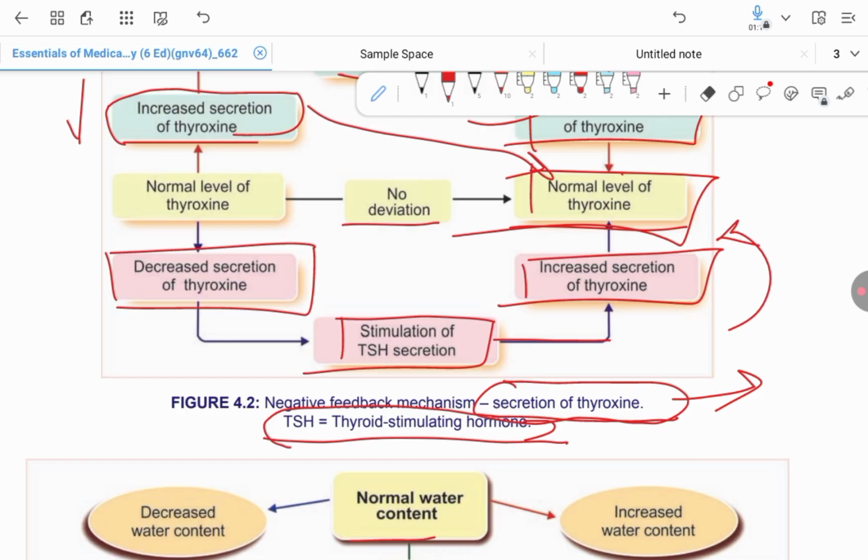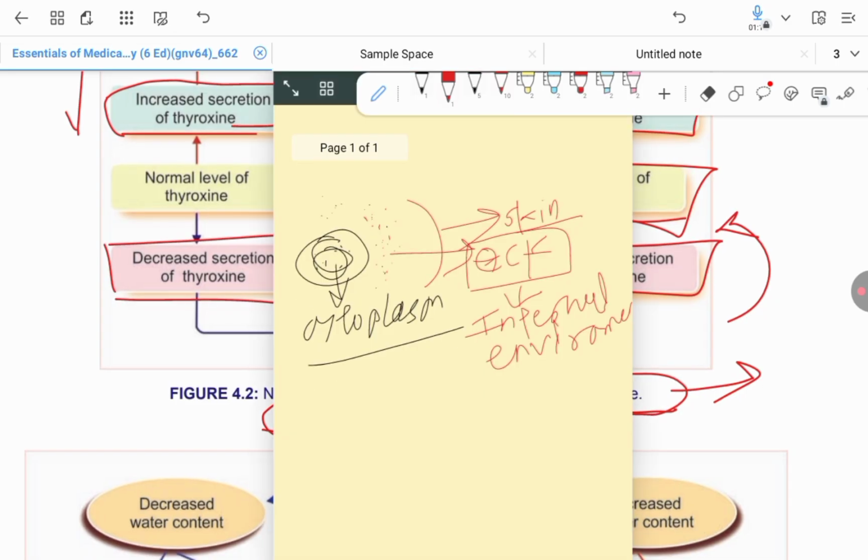So these are examples of the negative feedback mechanism. Second example of the negative feedback mechanism.